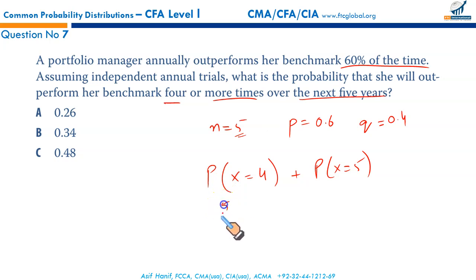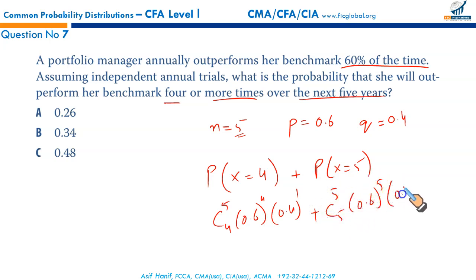You just need to plug in the numbers. NCR, that's going to be 5C4, P raised to the power 4 and Q raised to the power 5 minus 4, that's 1. In this case, it's going to be 5C5, 0.6 raised to the power 5 and 0.4 raised to the power 5 minus 5, that's 0. Right? You can just simplify this and let me do this for you. 5C4 times 0.6 raised to the power 4 into 0.4 gives you 0.2592.